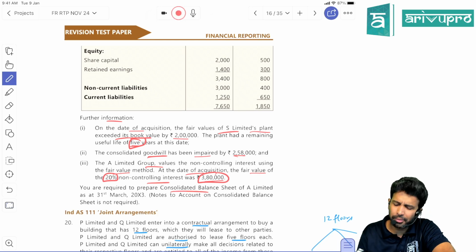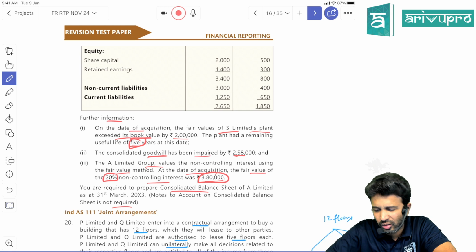We need to prepare the consolidated balance sheet. Notes to the balance sheet and all are not required, they're saying. Okay, simple working notes, sir.